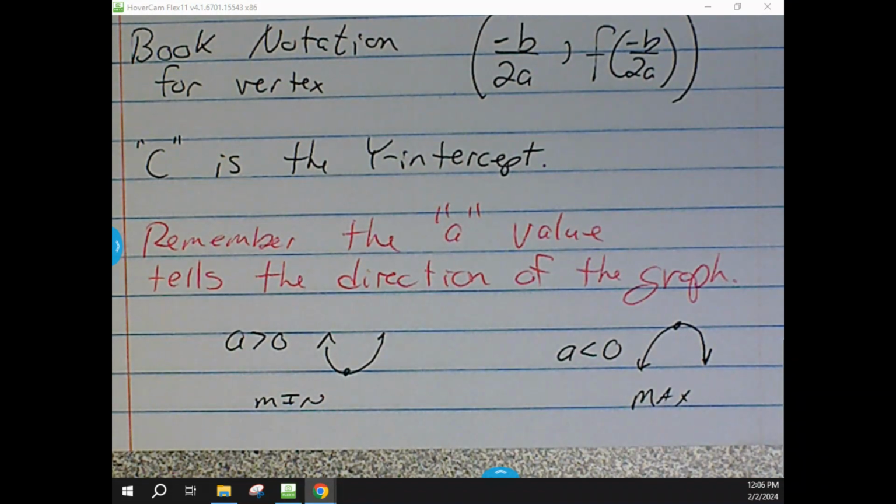The A value still tells you whether you're going up or whether you're going down when you're going to graph this. The domain is still negative infinity to infinity. The only thing that's different is for this part of it, we've got to figure out what that vertex is going to be because it's not going to be there.